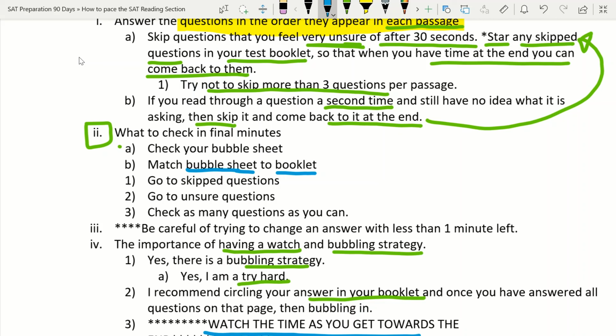So once you've finished, let's say you've got 20 minutes left, right? You just finished all of your questions. You got a couple of them that you skipped, we'll say right around 3 or 4, and maybe 2 or 3 you're unsure of. What you're going to want to do then is go through and match your bubble sheet to your test booklet. So all the questions that you've answered, make sure that you have the same answer in your test booklet as you do in your bubble sheet.